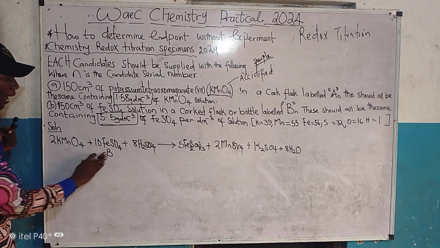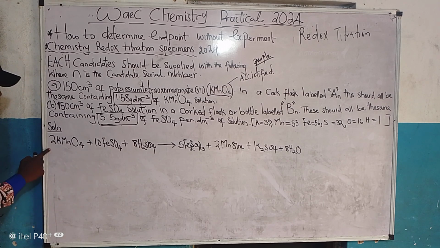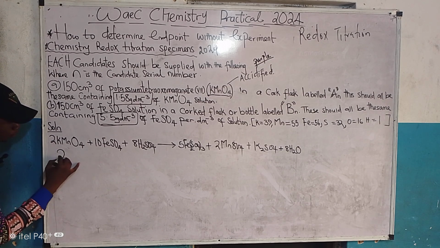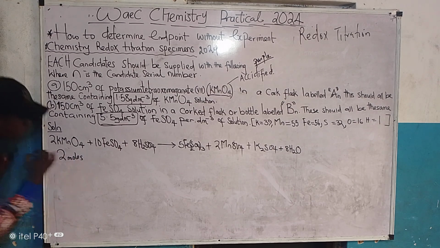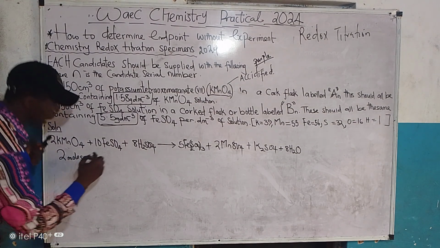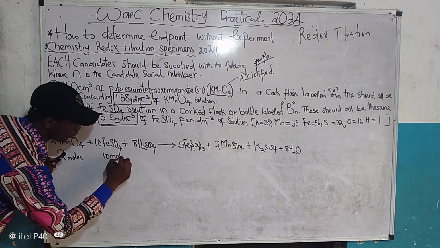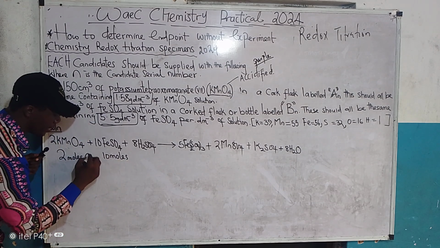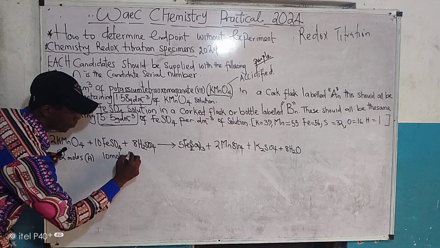This is your A, while this is your B. How many moles do we have for A? 2 moles. How many moles do we have for B? 10 moles. So note this, please. This is your A and this is your B.